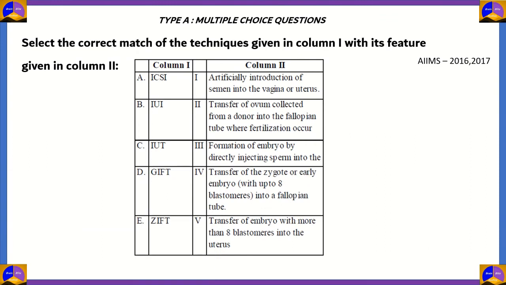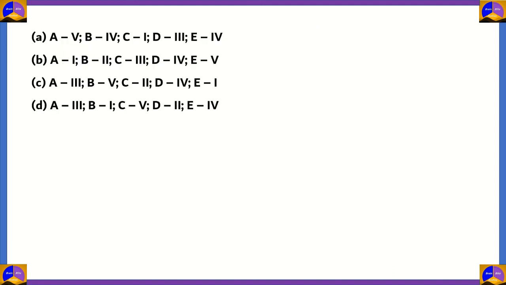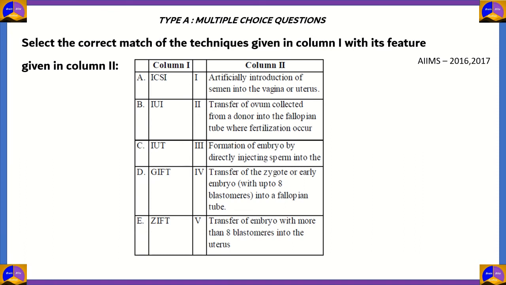Let's look at the final question of this episode. This is again a match type question. You have to match column 1 with column 2 and find out the correct option among these 4. So in this question, again, we can connect back to the first question of this episode. In the first question, we were asked to find out the definition of GIFT. So GIFT is the transfer of ovum collected from a donor into the fallopian tube where the fertilization occurs.